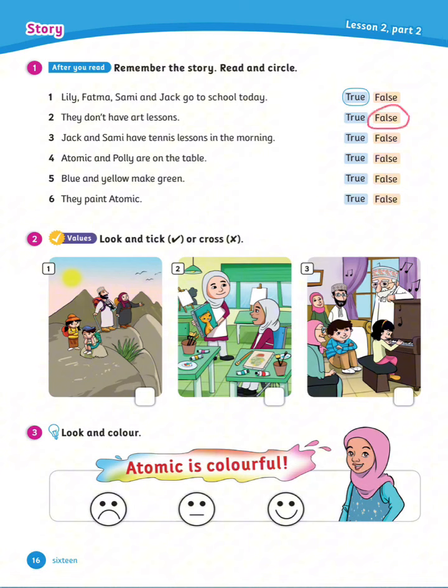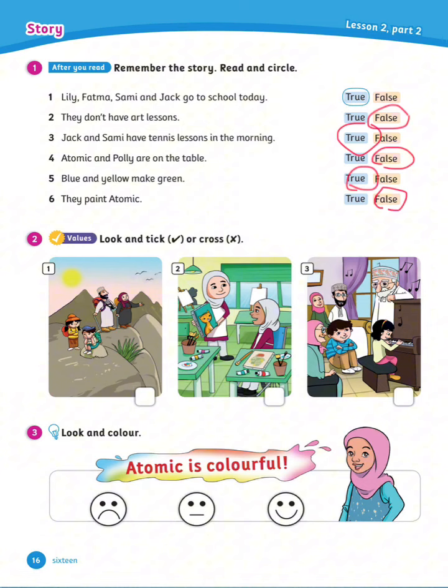False. Number 3, Jack and Sammy have tennis lessons in the morning. True. Number 4, Atomic and Polly are on the table. False. Number 5, blue and yellow make green. True. Number 6, they paint Atomic. True.